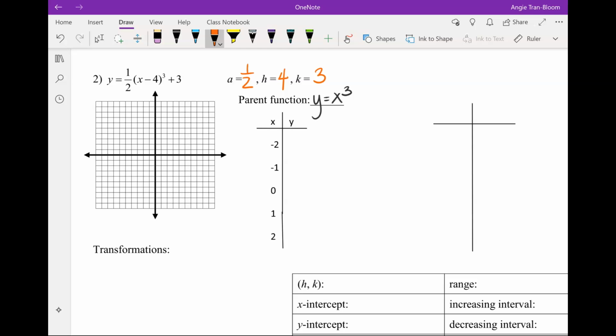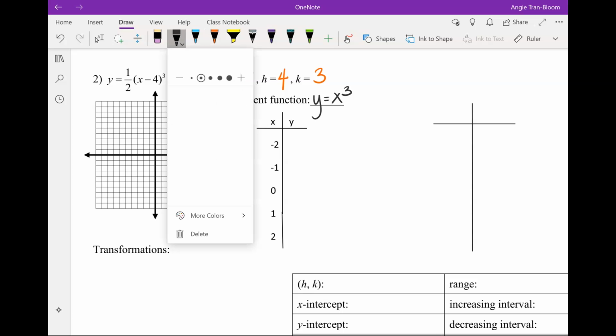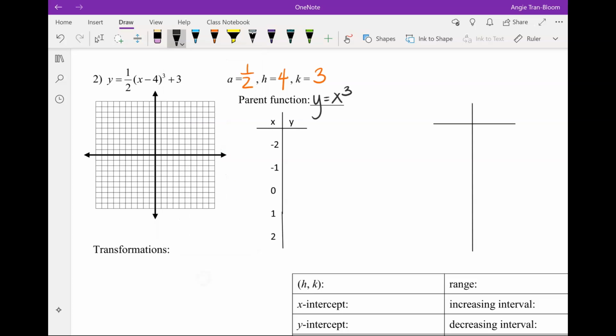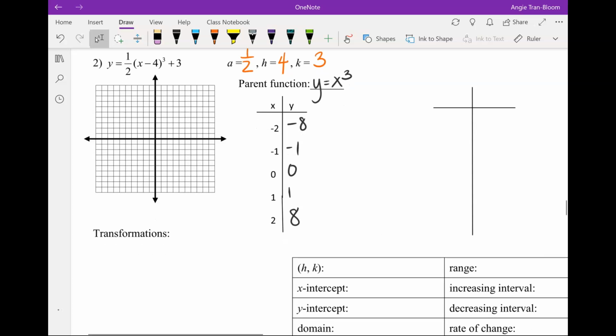All right. So our inputs for the parent are -2, -1, 0, 1, and 2. Adam, can you give us the 5 outputs for the parent? Beautiful. We have an A value of 1/2. We will use that to transform. Is it X's or Y's, Sophia? H? Y. Good. So 1/2 times Y.